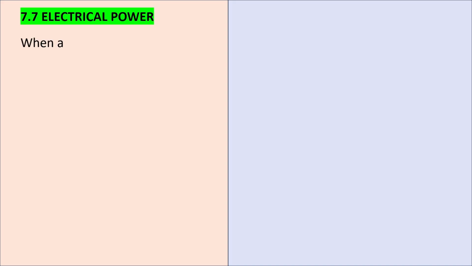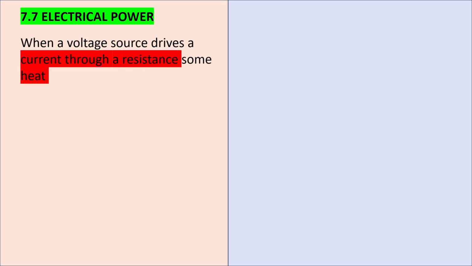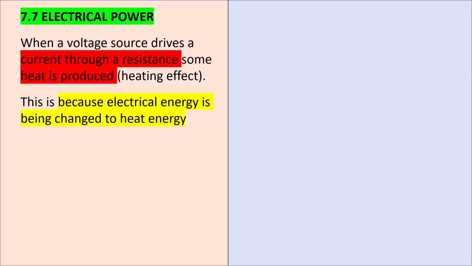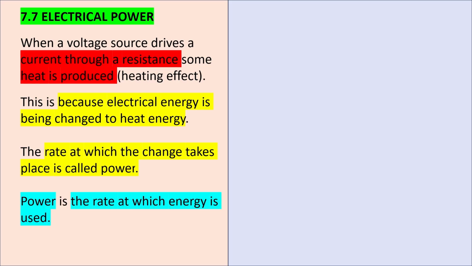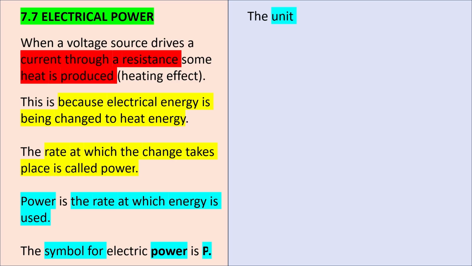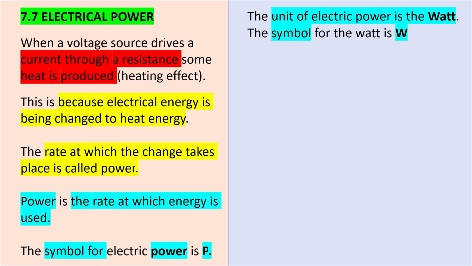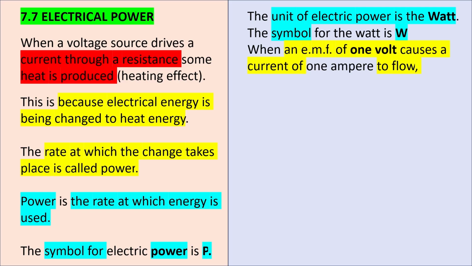Electrical power. When a voltage source drives a current through a resistance, some heat is produced. This is the heating effect, because electrical energy is being changed into heat energy. The rate at which the change takes place is called power. Power is the rate at which energy is used. The symbol for electric power is P. The unit of electric power is the watt. The symbol for the watt is W. When an EMF of 1 volt causes a current of 1 ampere to flow, the power is 1 watt.